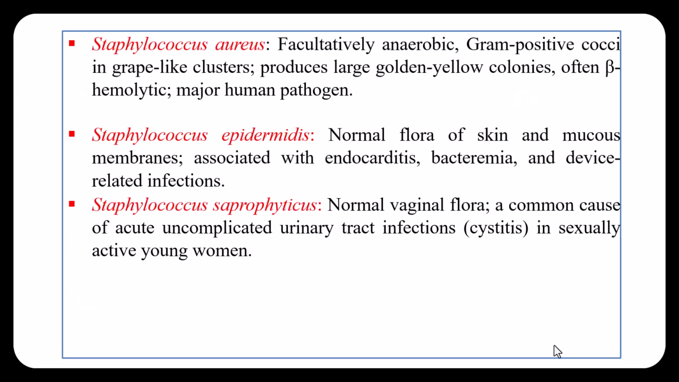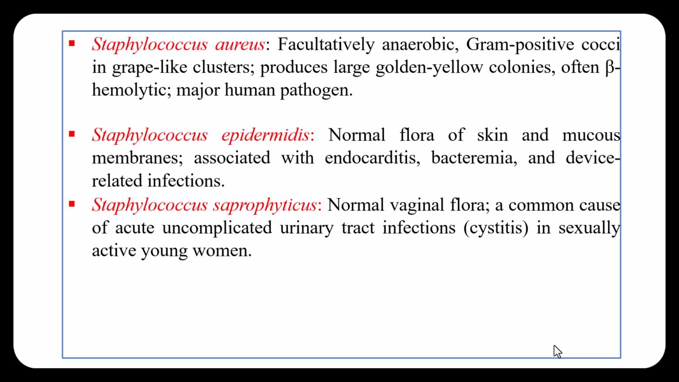Staphylococci are important opportunistic pathogens, and they cause pus-forming infections because Staphylococcus attracts neutrophils to the site of infection, and when the neutrophils die, they form pus. Now, the most clinically important species is Staphylococcus aureus, which is the major human pathogen. It is a gram-positive cocci in grape-like clusters and forms a golden beta-hemolytic colony, and it can cause skin abscess, wound infection, and sepsis.